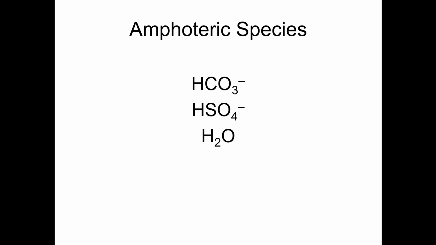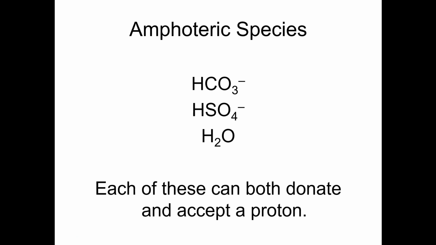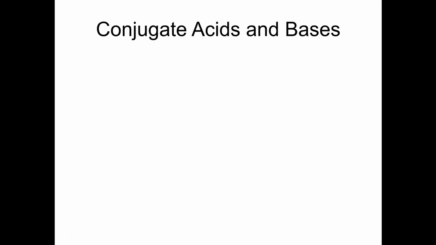Water, although it doesn't have a negative charge, does, like ammonia, have non-bonding electrons. So it can both donate a proton to form the hydroxide ion, or it can accept a proton to form the hydronium ion. So each of these can either donate or accept a proton. Now, this conversation about what happens when a thing donates or accepts a proton and what it forms leads into the conversation about conjugate acids and bases.